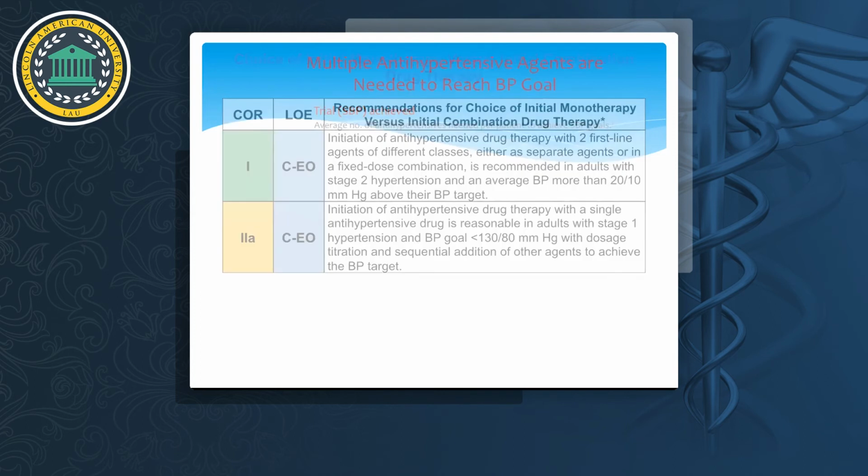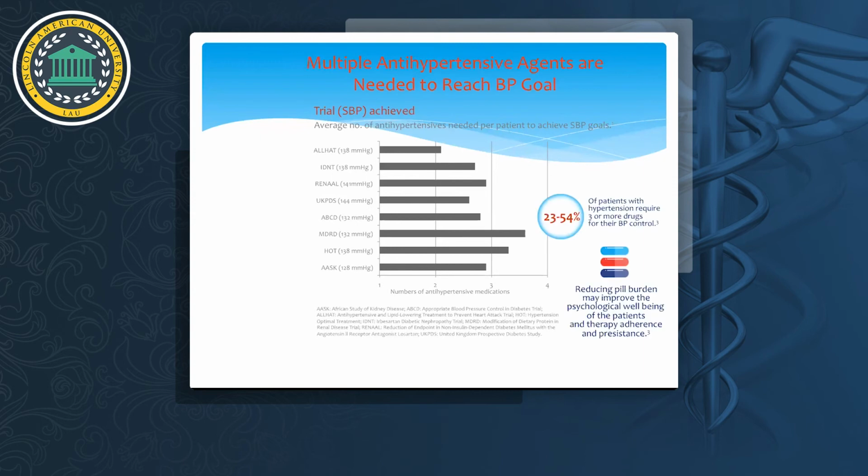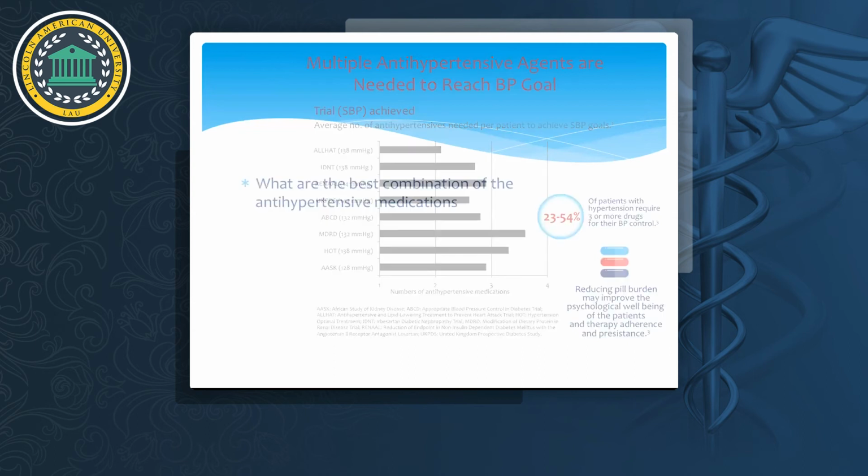Okay, so just to go ahead, multiple antihypertensive agents are needed to reach the BP goal. If somebody has a blood pressure of more than 140/90, which is stage 2 hypertension as per the guidelines, you can see there, these are all the studies which have been done so far. And around 23 to 54% of patients with hypertension require 3 or more drugs for their BP control. So one drug is not sufficient in most cases.